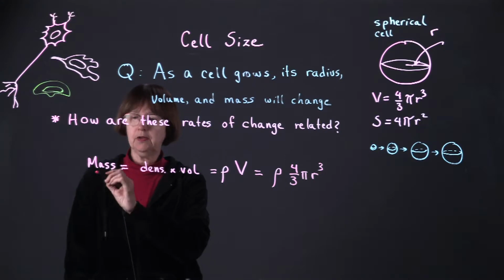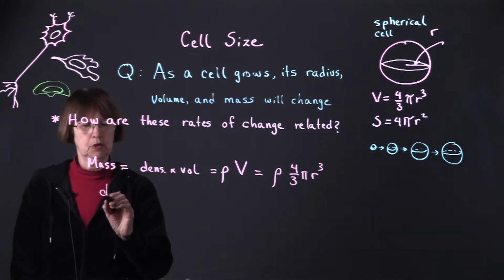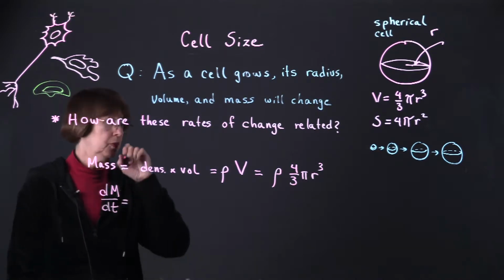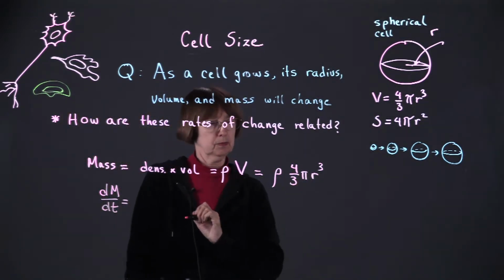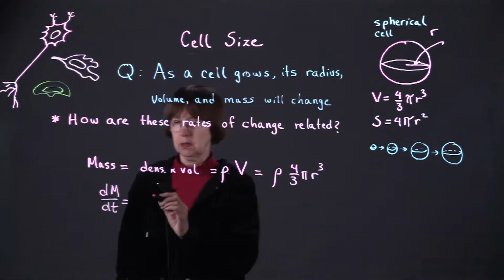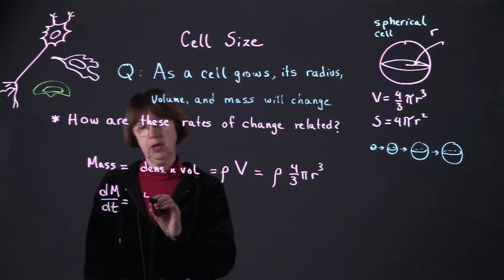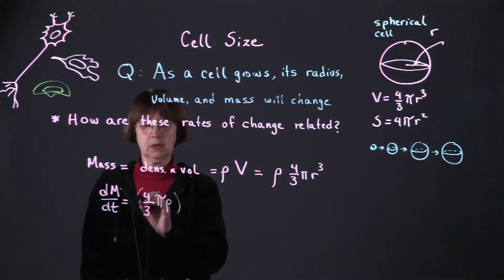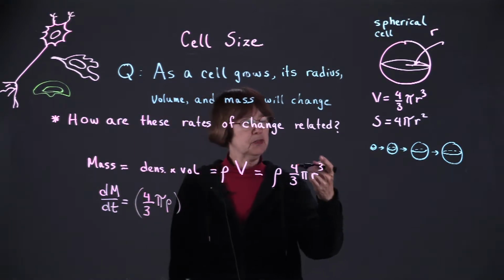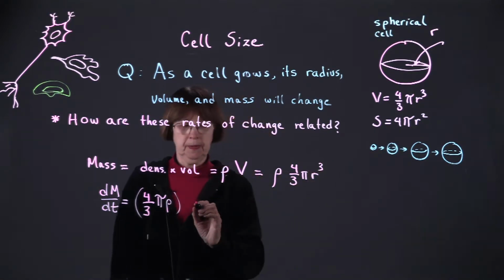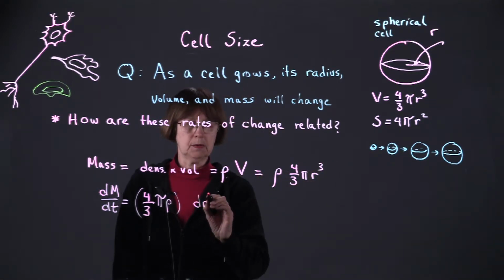Let's relate the rate of change of the mass, which is dm/dt, to the rate of change of the radius. All of these constants will simply appear in the derivative. The constant will be preserved. Now we must differentiate this quantity, and here's where the chain rule comes in.